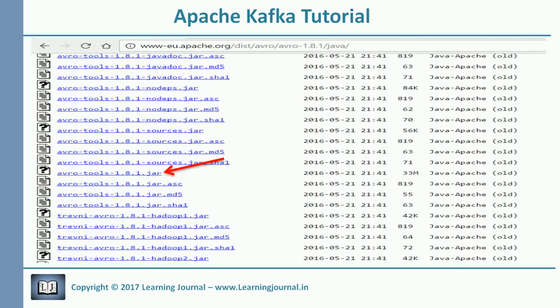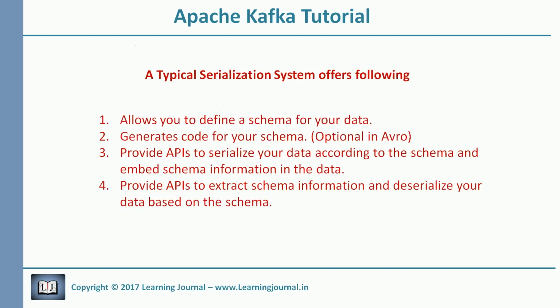Okay, so we need to understand how Avro works. Then we will explore how to implement it in Kafka. So Avro is a data serialization system and it offers you 4 things.